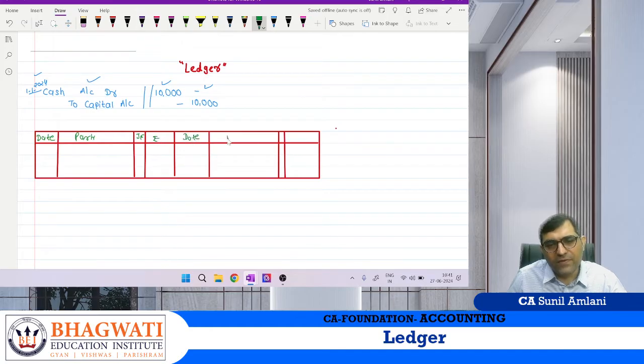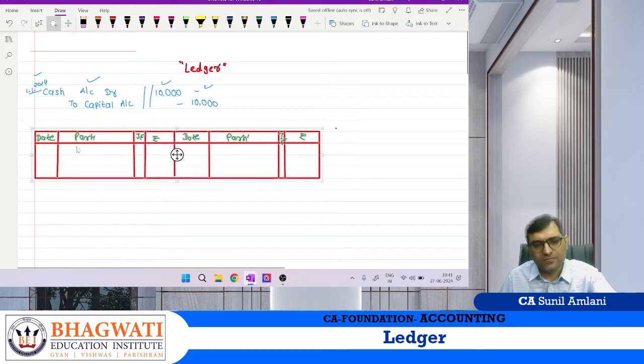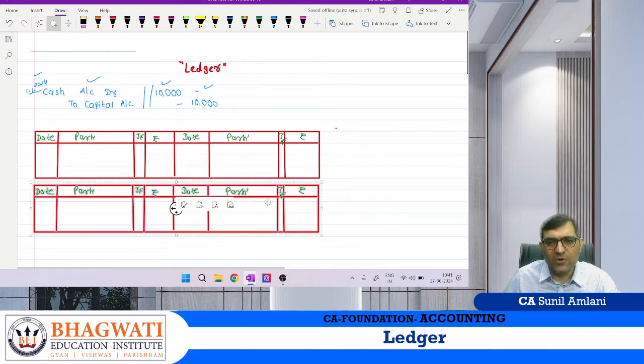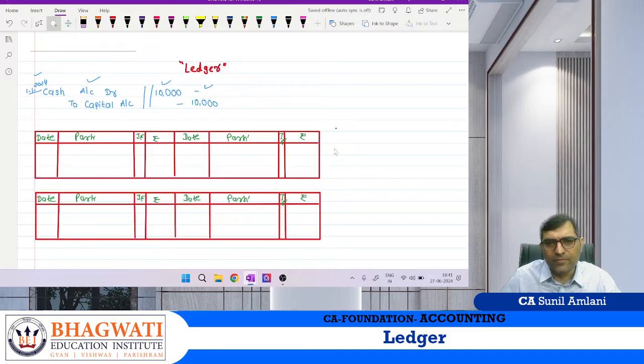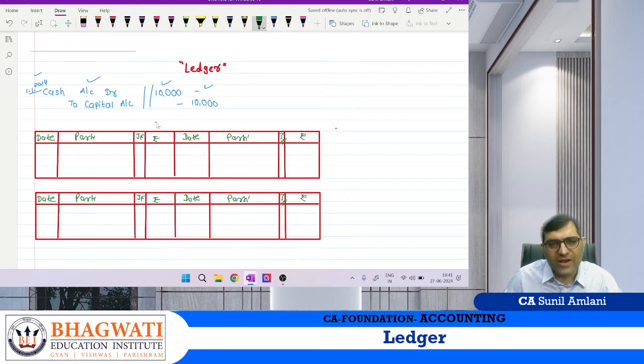Same 4 columns: date, particular, JF, and rupees. Okay. Now, for the purpose of understanding, I prepare 2 accounts here. One is my cash account, and one is a capital account. Okay. How do we post any journal entry?